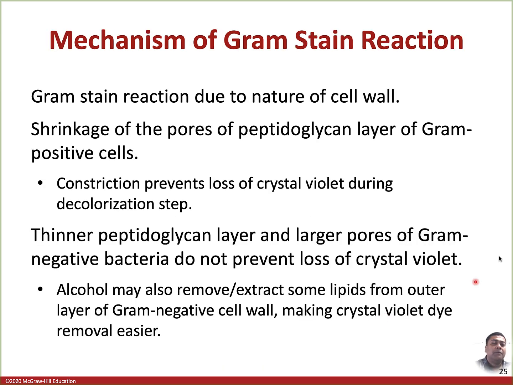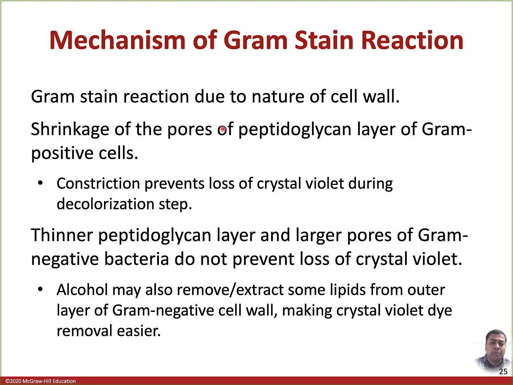The mechanism of the Gram-Stein reaction, we have already seen that in the previous chapter, how it works. The shrinkage of the pores of the peptidoglycan layer of the gram-positive cell wall restricts the crystal violet from escaping. When you treat the cells with the crystal violet and the mordant iodine, they form a complex, and it precipitates.